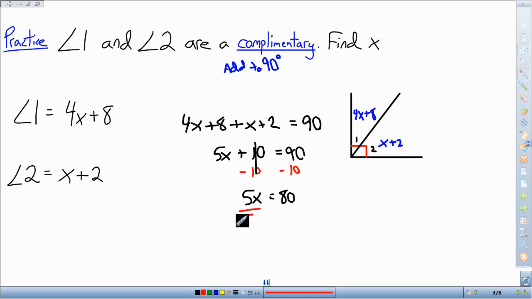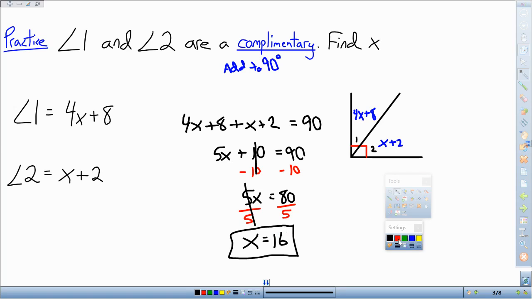And from here, get rid of the 5 by dividing. And it looks like x is going to equal 40. Oh, wait, 40? No, that's not right. Why am I blanking on 80 divided by 5? I was thinking 2. 16. There we go. Yes, calculators are your friends, even for your math teacher. All right. First thing, find x. Is that what they asked me to do? Yes. Okay, so I'm done.